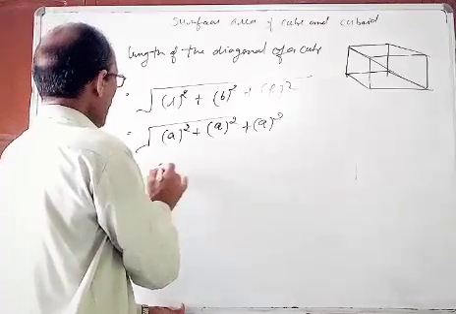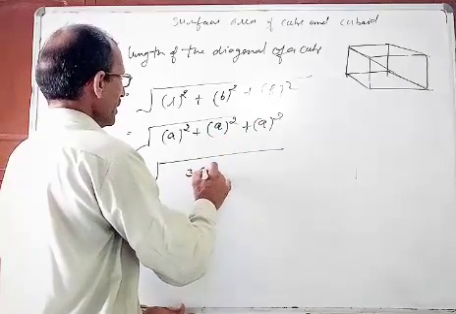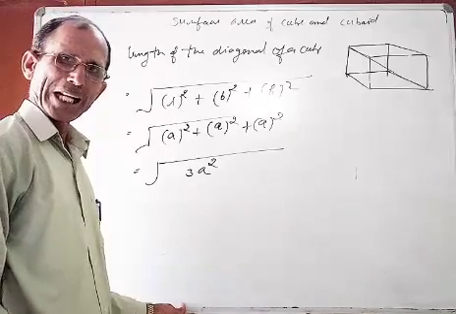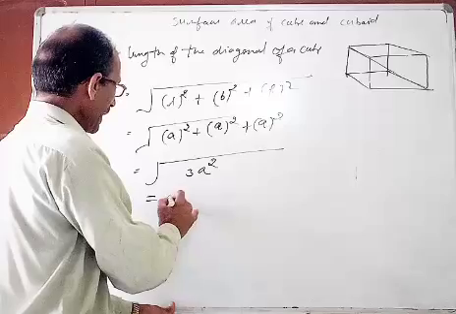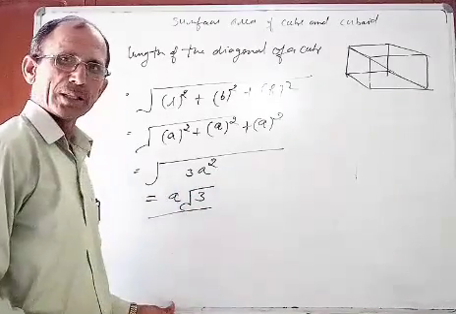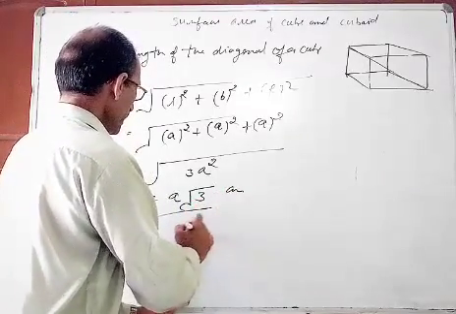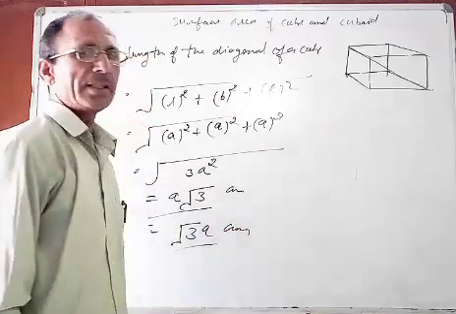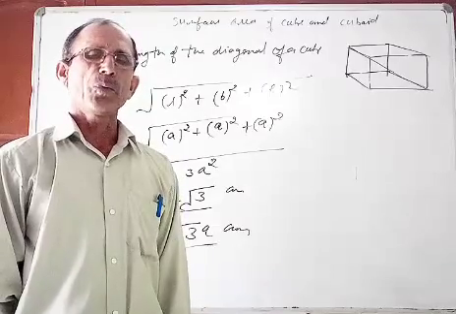Okay. Now, A square plus A square plus A square becomes 3A square. And you already know square will cancel the square root. So A will be outside, so it will be A root 3 centimeter. So this is the formula for finding the length of the diagonal of a cube.